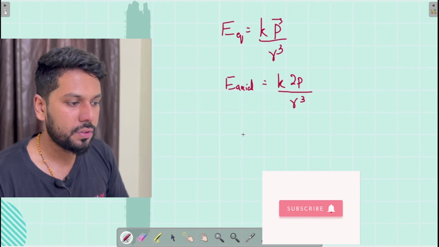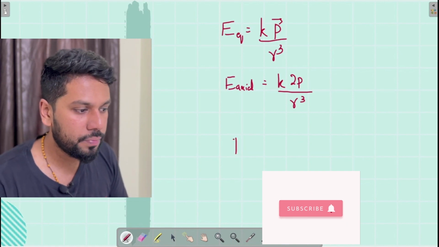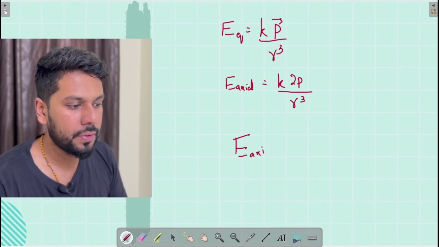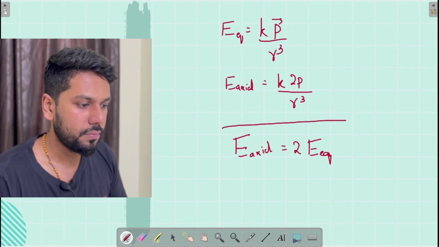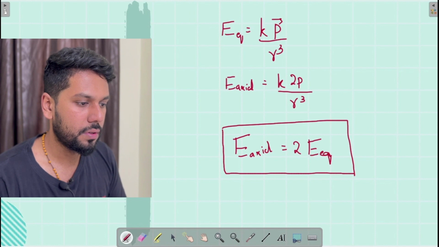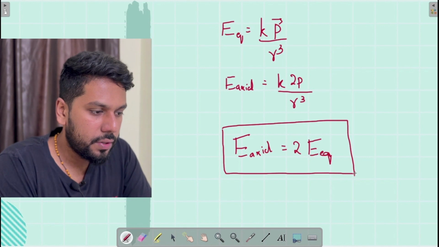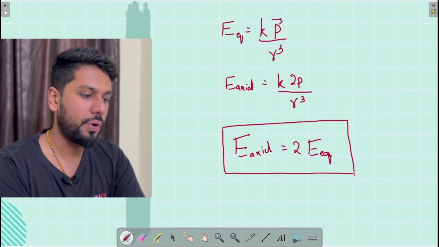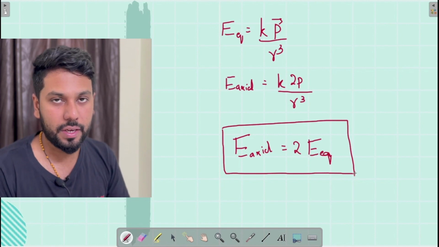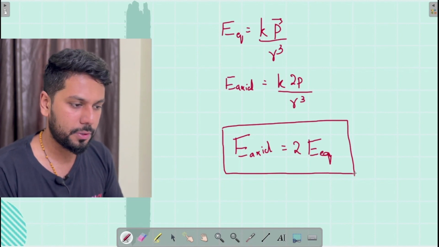So for a given distance for a dipole, E axial is going to be twice E equatorial. Right? So students, I hope you have understood how to work with dipole. This is a very important topic when it comes to dipole. So I feel that this particular video has made your journey to understand dipole moment easier for you.